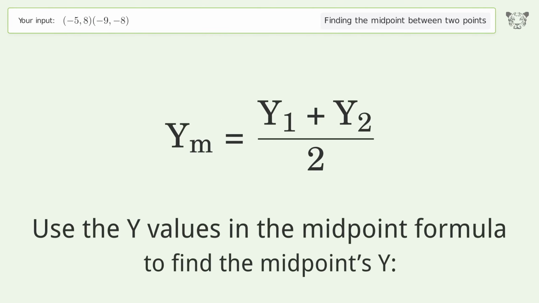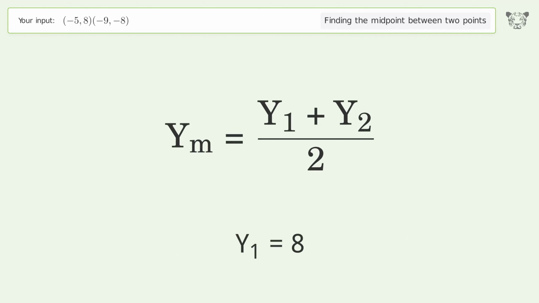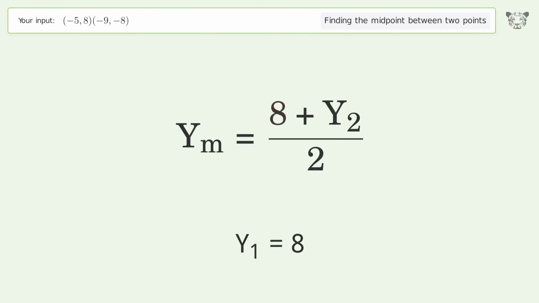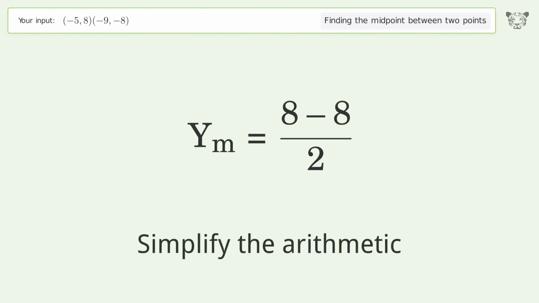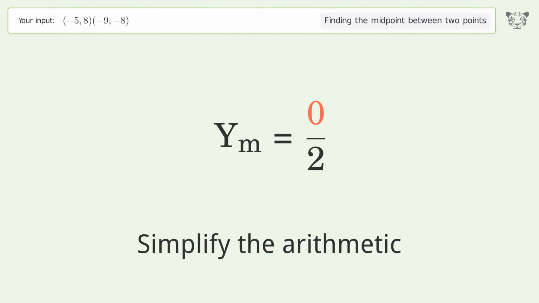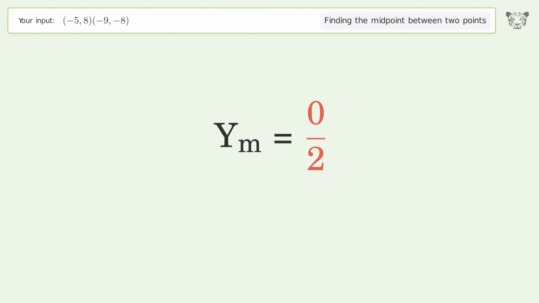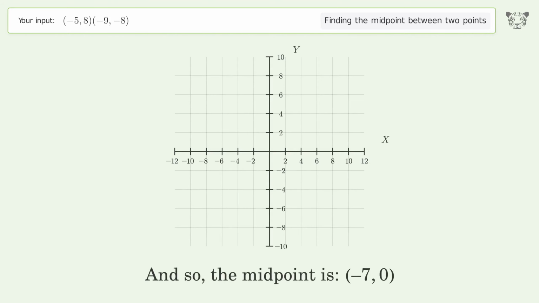Use the y values in the midpoint formula to find the midpoint's y. y1 equals 8. y2 equals -8. Simplify the arithmetic. And so, the midpoint is -7, 0.